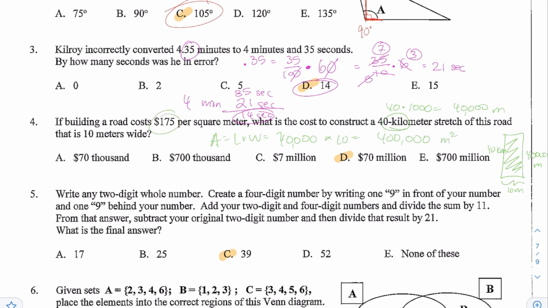It costs $175 per square meter. So then you'll have to multiply 175 times 400,000. Here you can just do 175 times 4 to get 700, and then just add the 5 zeros. So that's going to cost 78 million, which is choice D.